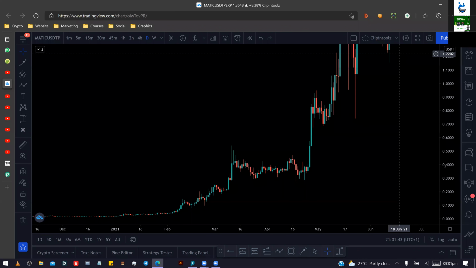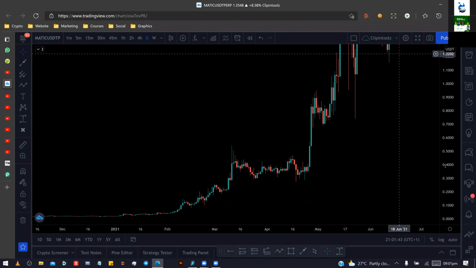Now, if Matic should break out of this, let's assume maybe a huge volume just comes in and Matic breaks out. Once it breaks out, Matic will still come here and test it. So don't be surprised. Matic will come here and touch this trend line again, before it goes up. Can you see? If Matic breaks this trend line, it will still come back and touch this trend line.